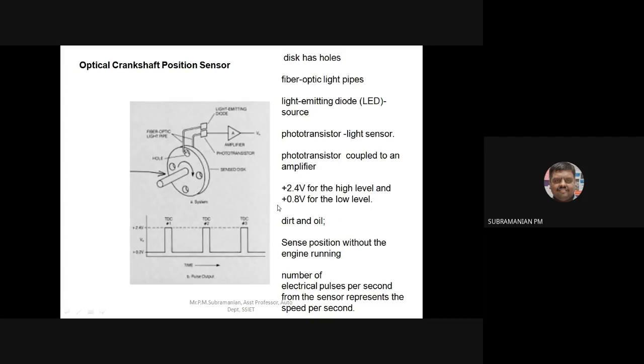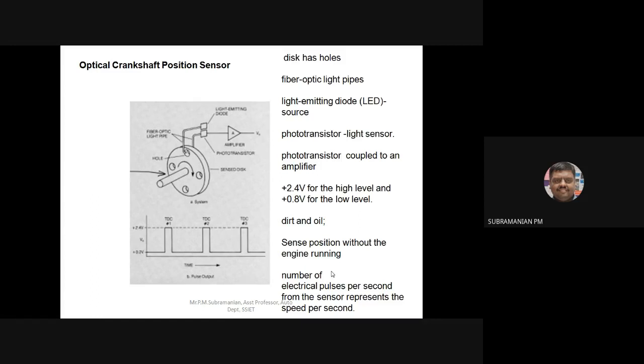And the major drawback, which you have to highlight: when any dirt or oil accumulates in the diode, I will not be able to sense the position. So I have to ensure the sensor is free from dirt and oil. This sensor can also be used for determining speed. I told you about the wheel speed sensor, where I used a magnetic field. The same optical principle can be used for measuring speed: the number of electrical pulses per second from the sensor represents the speed. So you understand the application of optical: I can use it for the crankshaft position sensor and also for my speed sensor.